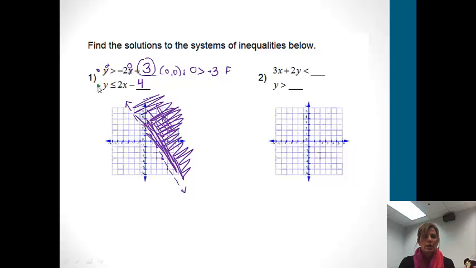Alright, and now I'm going to switch colors. I'm going with green on the second one. So this next one, again, I'm going to start with the one that doesn't have the x in it, which was negative 4, so I'm going to start down at negative 4. And then, since the slope is 2, I'm going to go up 2 over 1, up 2 over 1, up 2 over 1. It's kind of getting hard to see. I'm going to connect it with a solid line because there is an equal sign, so we do get to include it in our solution.